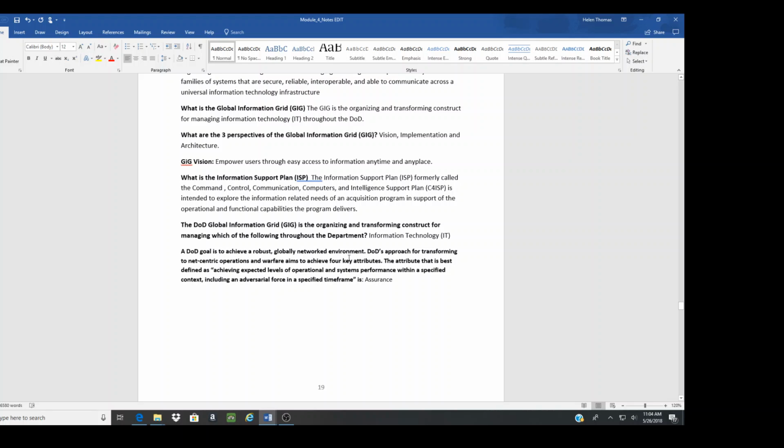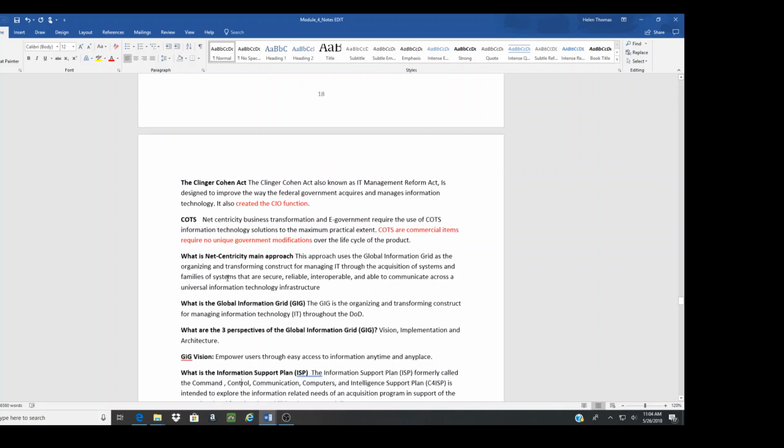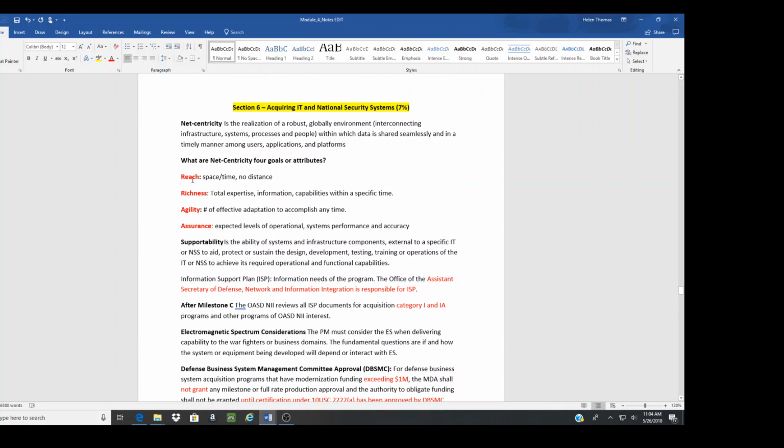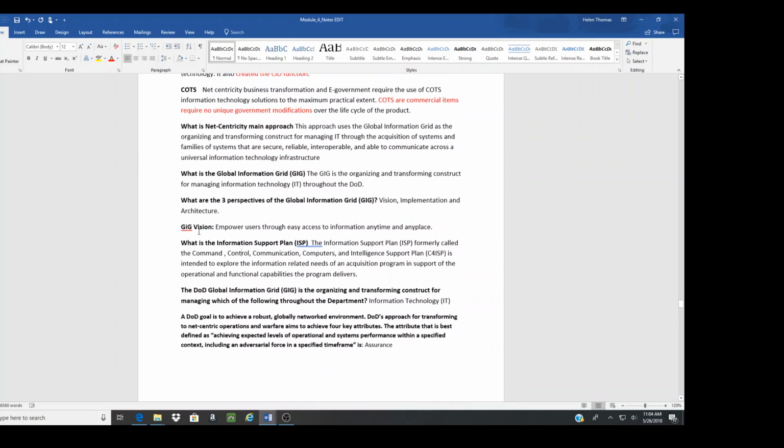So let's go back again to the attributes of Netcentricity, the 4 attributes. That's basically saying know the definitions of these. When they give a scenario, are they talking about reach, richness, agility, or assurance? So I'm going to look at that last question again. You can look at this as a case study type question, trying to figure out which is the best attribute or goal of net centricity in this one. And the answer is assurance.